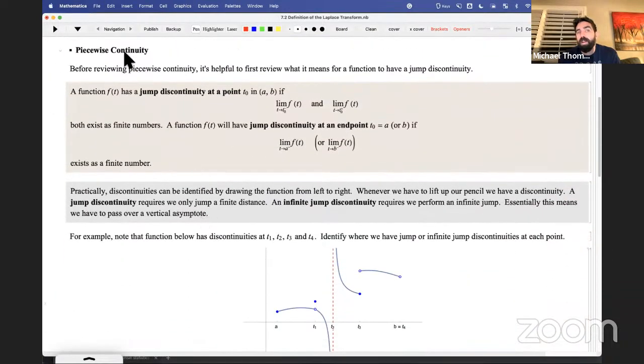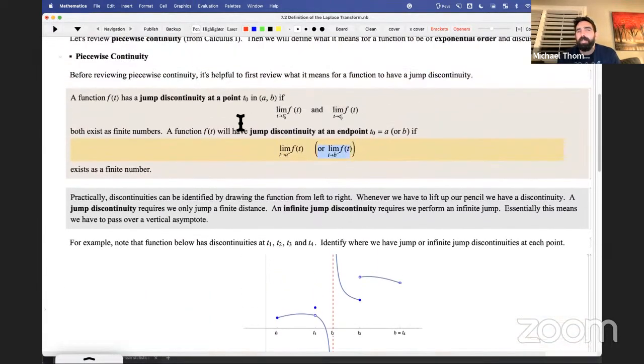Before we talk about piecewise continuity, you have to know what a jump discontinuity is. Basically you have a jump discontinuity at a point in an interval if the left and right hand limits exist, and they have to be finite numbers. They can't be infinity is what I'm saying, right? And if it's at the end point, you just have to make sure that either the left or the right limit exists. Those are called jump discontinuities, sometimes called finite jump discontinuities.